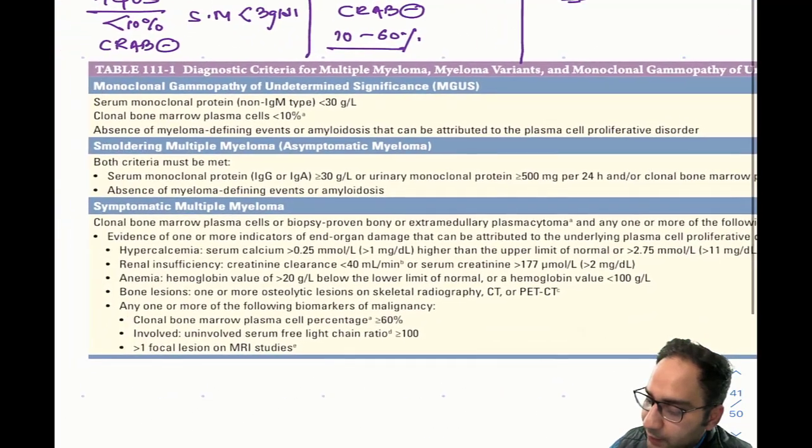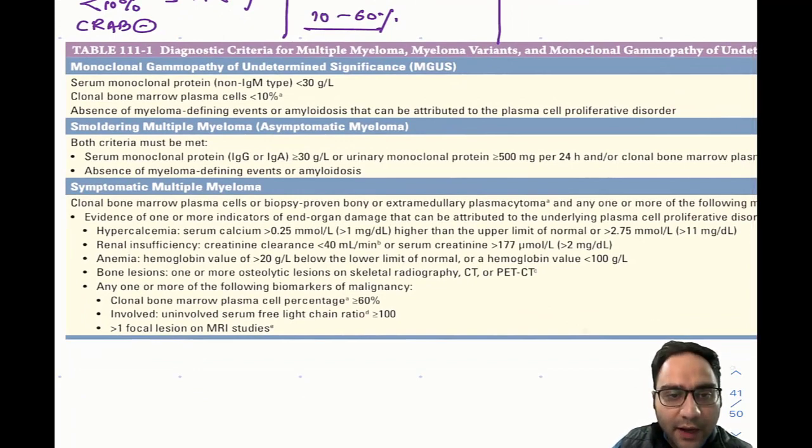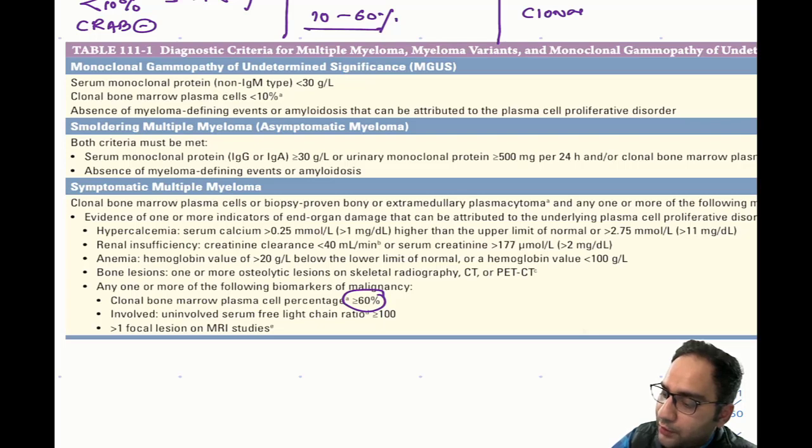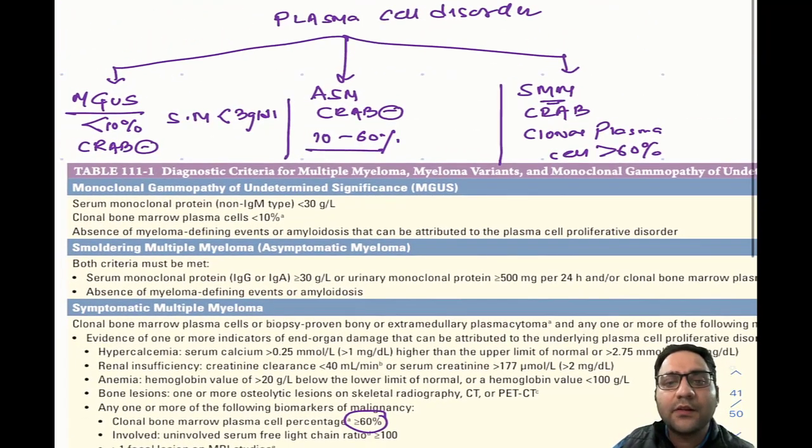Coming to the symptomatic myeloma, they have one feature of CRAB and one feature of clonal cell proliferation of more than 60%. So they have this CRAB, along with clonal plasma cell more than 60%. So this is basically a short synopsis on plasma cell disorder, how you characterize each of these disorders. This year you have got a question on multiple myeloma. Next year probably you can get a question on MGUS or smoldering multiple myeloma. Okay.